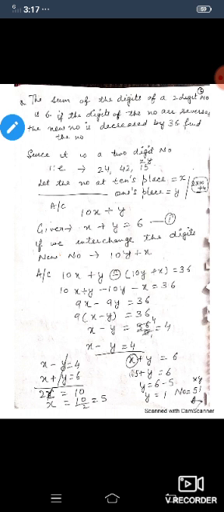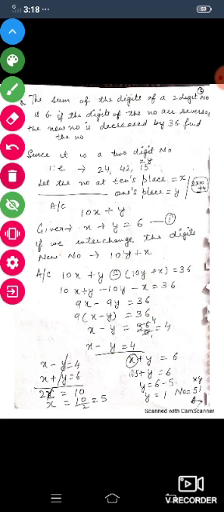Changing the sign in the second bracket, it becomes 10x plus y minus 10y minus x is equal to 36. And after subtraction I get 9x minus 9y is equal to 36. And then taking out 9 as common, it will become x minus y is equal to 36 over 9, that is equal to 4. Now I have got two equations, x plus y is equal to 6 and x minus y is equal to 4.